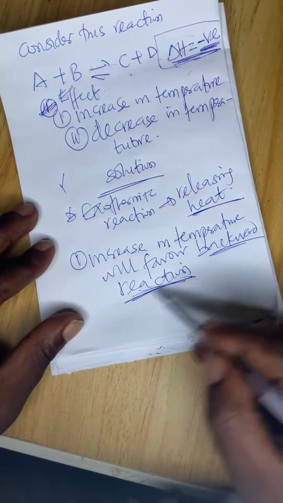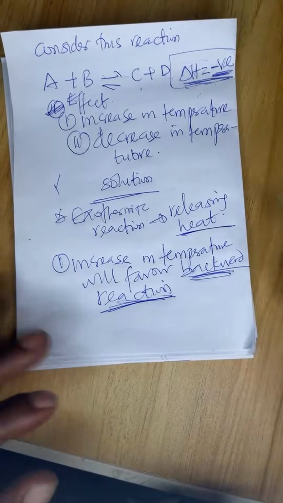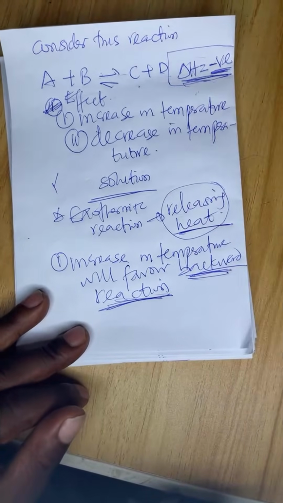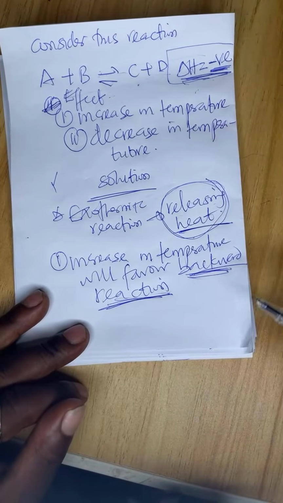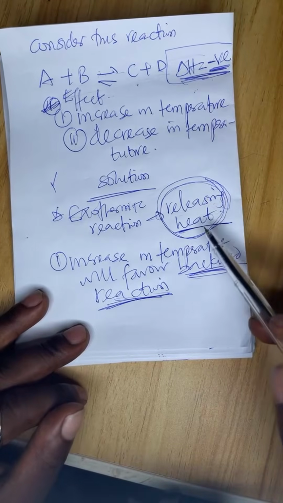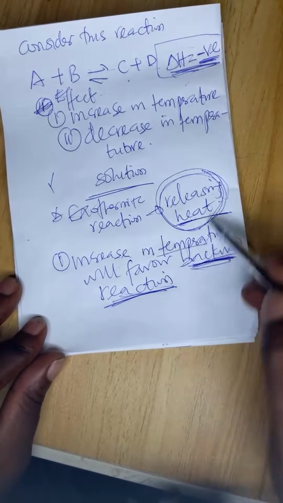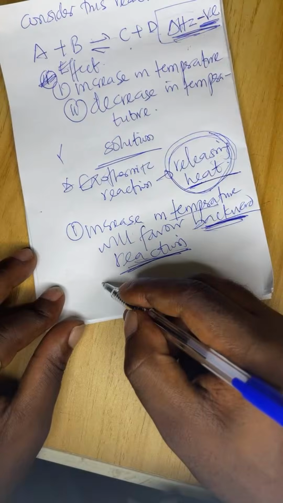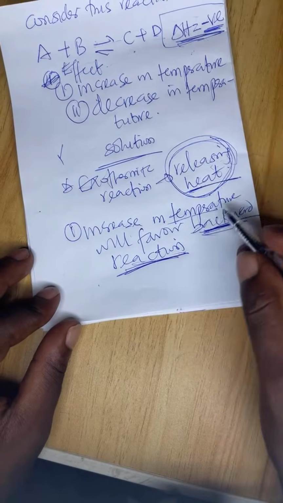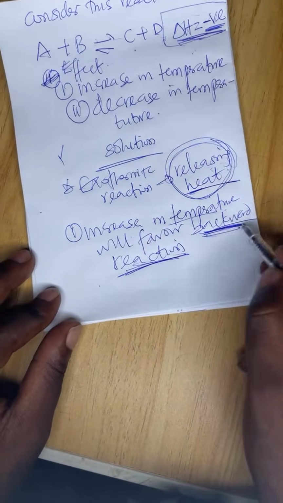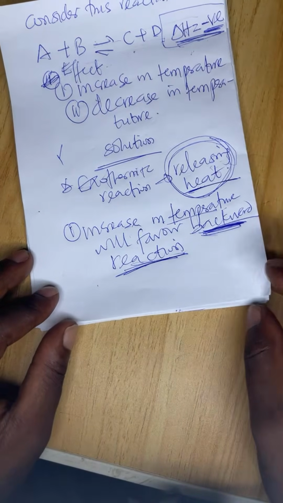It will favor backward reaction because it's just like you have enough money. Why should I give you money? Because you have enough money so that you are even releasing it. So you have enough heat so that you are even letting it go out. Why should I give you heat again? So that is why you must know this. It will favor backward reaction if you increase the temperature, because the reaction itself is releasing heat. Increase in temperature for this reaction will favor backward reaction.